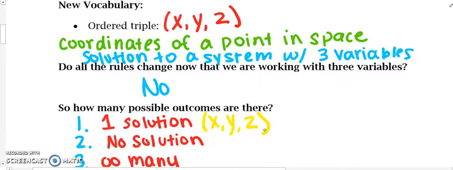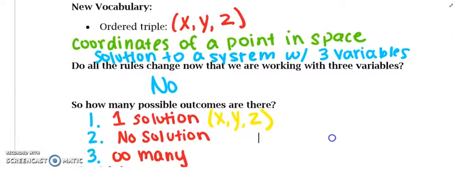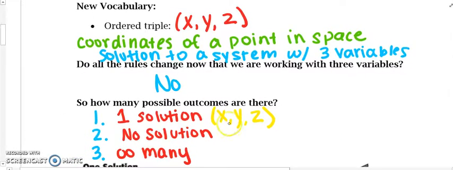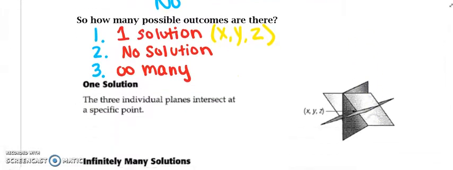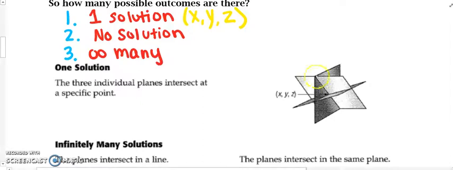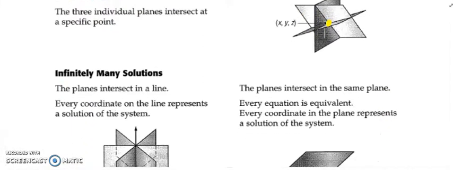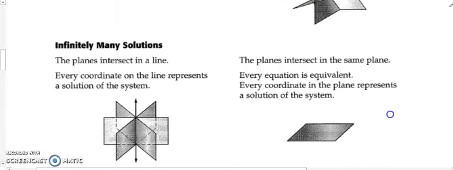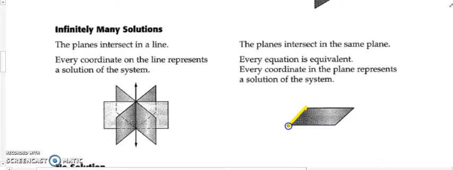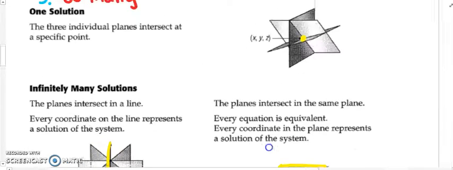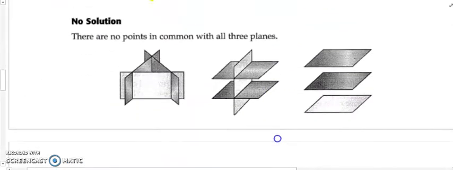This takes us away from a plane that we can graph on paper, and it takes us to space. And so now that we are working in space, these equations with x, y, and z represent planes instead of lines. And so this looks a little bit different. Our one solution is three planes that would intersect at a point. Infinitely many solutions is either where all three planes are the same plane, or where the three planes intersect at a line. So either one of these would work.